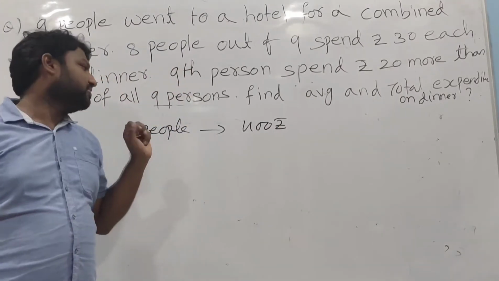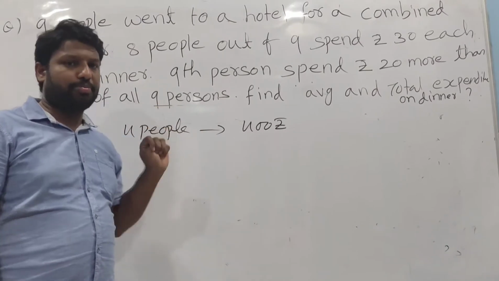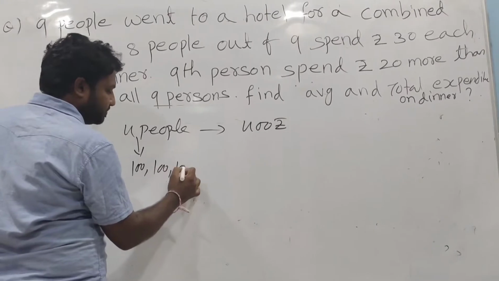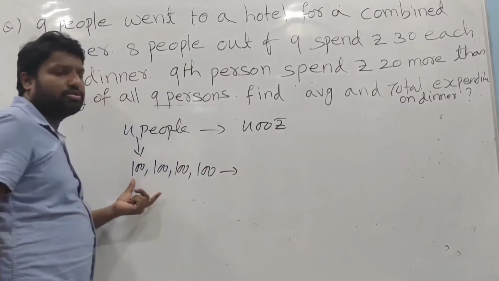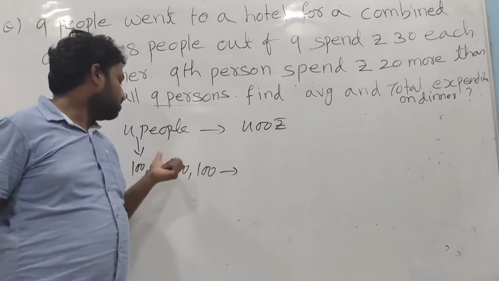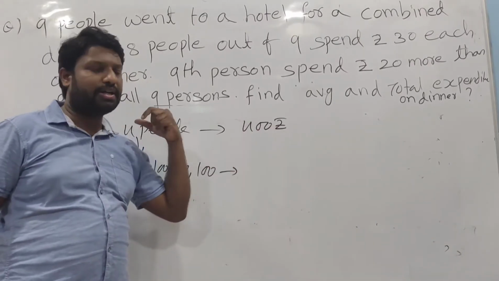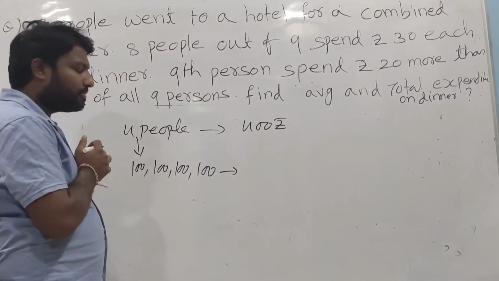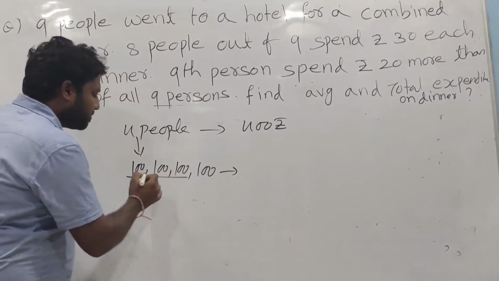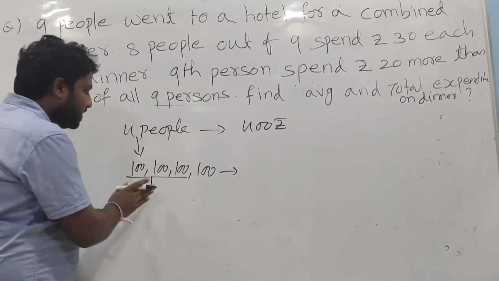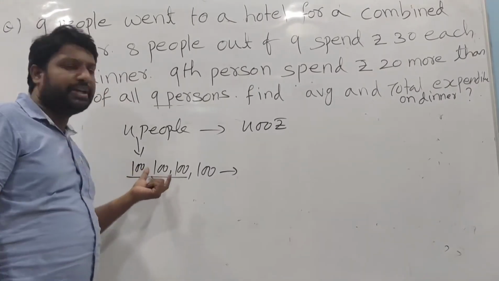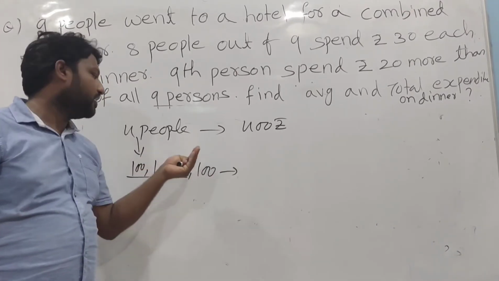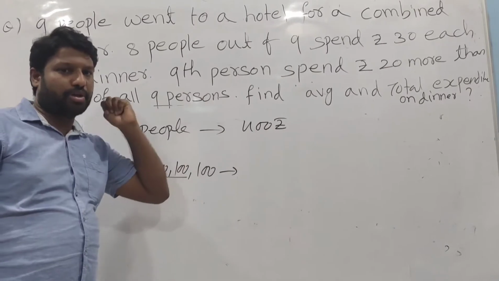Now what they did is, 4 people are there, cost is 400 rupees. They decided to contribute 100 rupees each. So 100, 100, 100, 100, that makes 400. They decided to share 100 each because the biryani cost is 400 rupees.